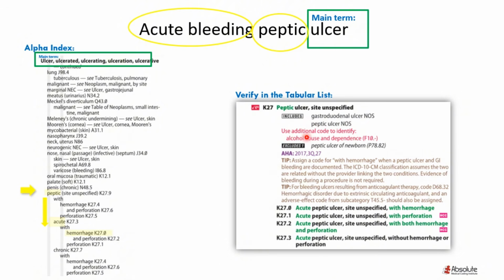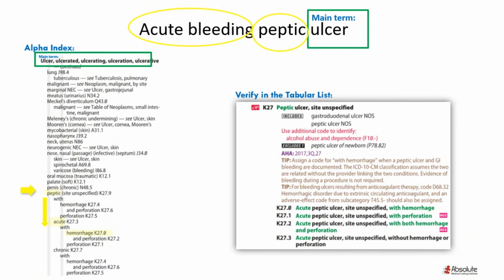Now you have to use an additional code to identify alcohol abuse and dependence. We don't have any mention of any alcohol or alcohol dependence, so we're going to let it fly. But we've got an Excludes1 note. It says, hey, if you're coding for peptic ulcer of a newborn, you don't use this. I'm sorry, I'm getting confused. In fact, I'm moving ahead. Let me stop. Let me back up.